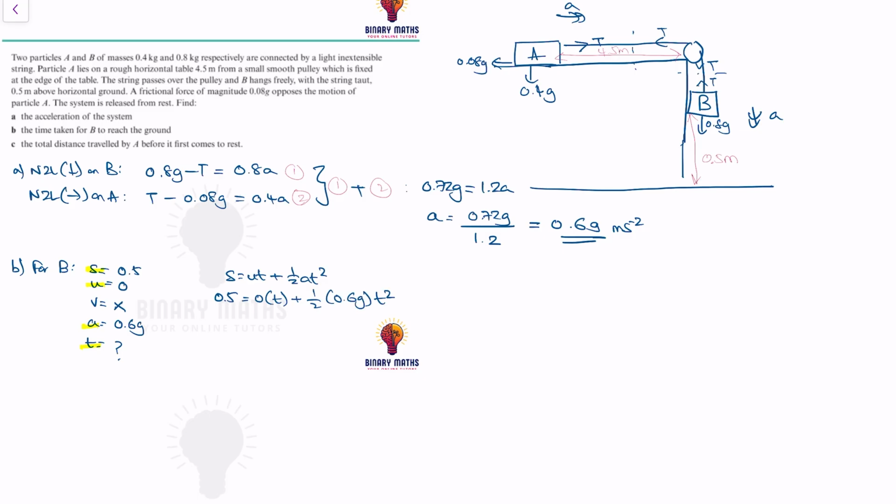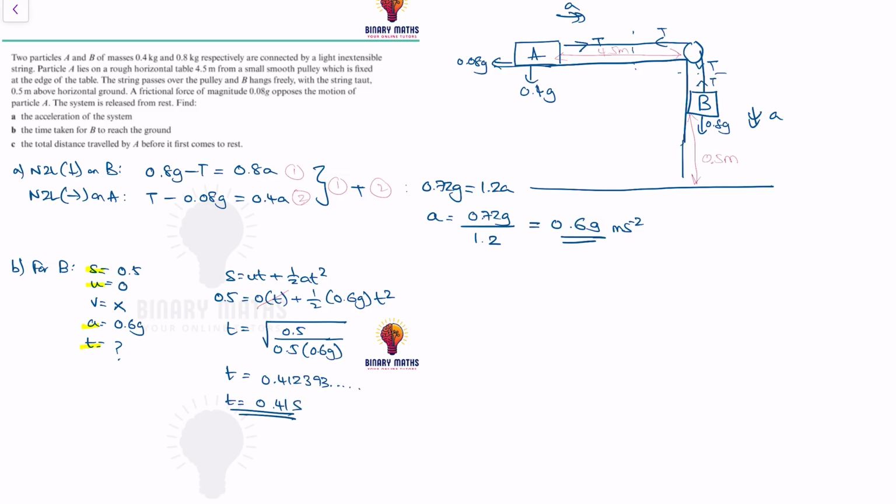So that will just cancel out because it's just 0. So when I rearrange it, T will be equal to the square root of 0.5 divided by 0.5 times 0.6g. So T works out to be 0.412393..., which works out to 2 decimal places as 0.41 seconds.